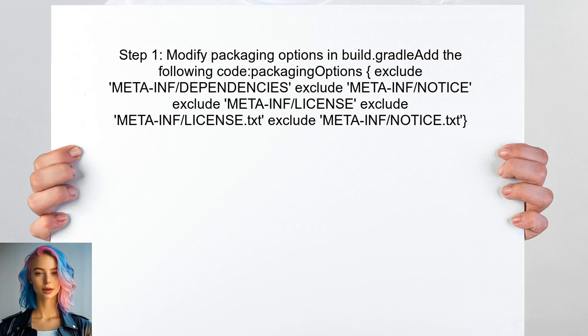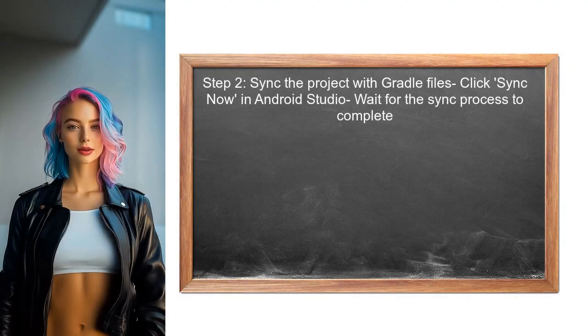To resolve the error regarding multiple files found with the OS independent path, the user should first modify the packaging options in their build.gradle file. This will help exclude the conflicting files. After making these changes, the user should sync their project with Gradle files to apply the updates. This can typically be done by clicking the Sync Now button that appears in Android Studio.